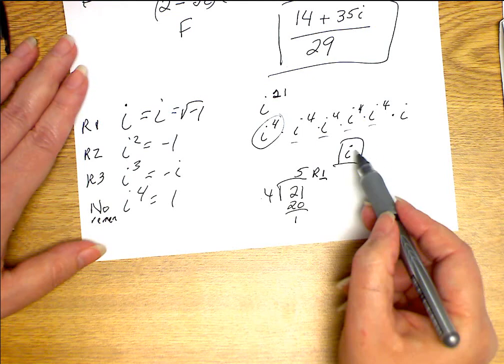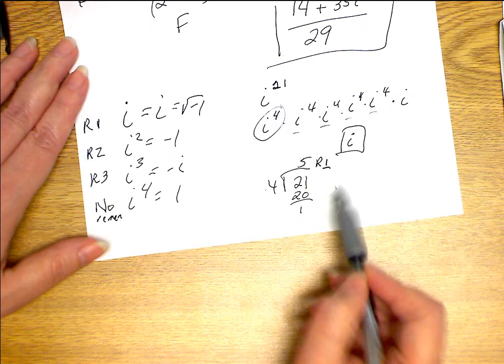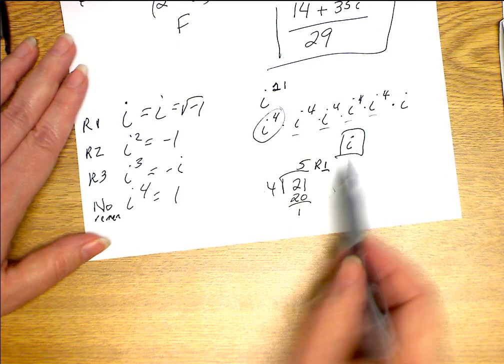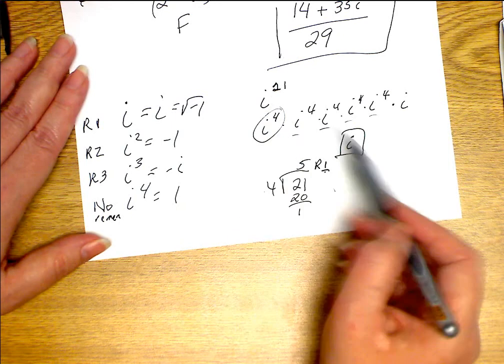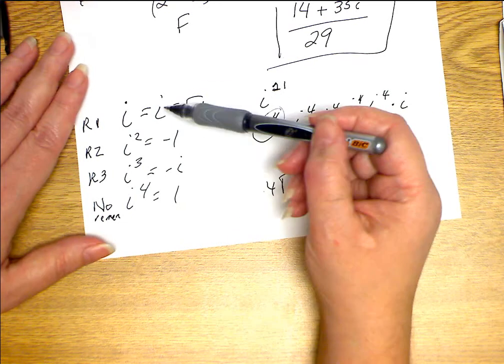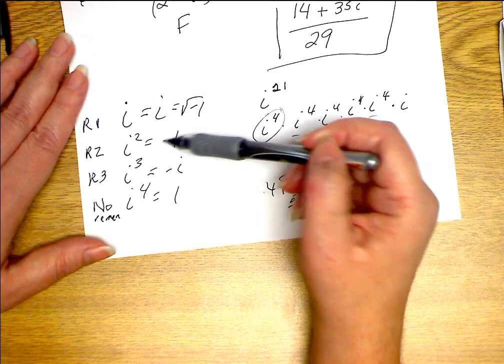If you don't want to write it all out, the easiest way is to divide it out and see what your remainder is. So your answer to i to the 21 is i. You can also count it: 1, 2, 3, 4, 5, 6, 7, 8, 9, 10, 11, 12, 13, 14, 15, 16, 17, 18, 19, 20, 21, which is i.